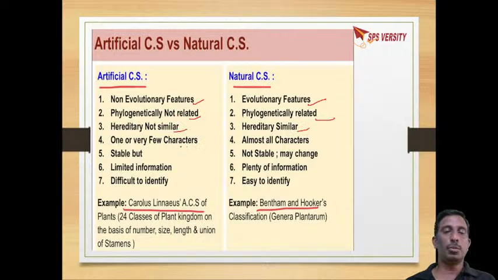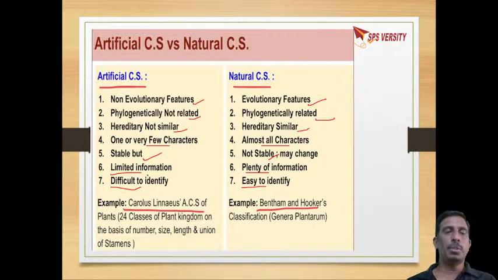In artificial, only few characters are taken into consideration. Here almost all characters are taken into consideration. Here it is not stable, may change; here it is stable. Here the information is limited, here it is plenty of information. Difficult to identify and easy to identify.